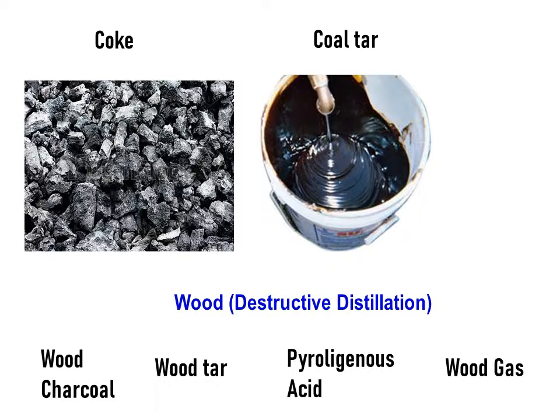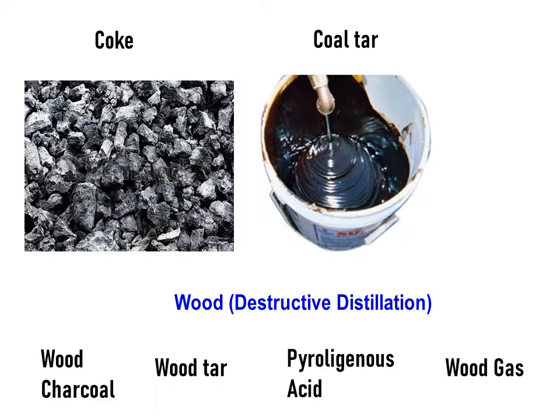So these are basically the general types or classification of different allotropes of carbon, some different types of coal, and what will happen if wood is exposed to such harsh conditions.